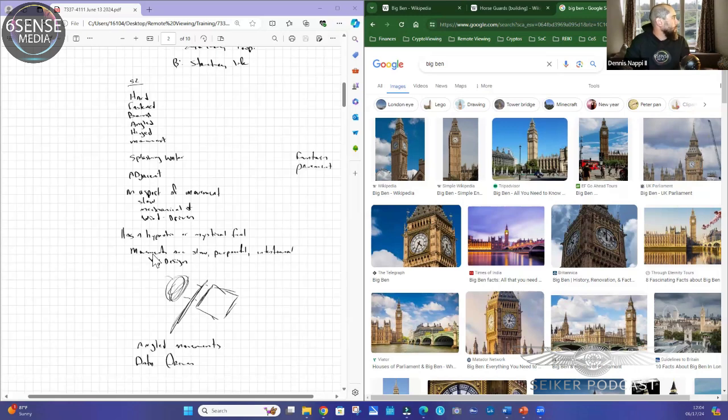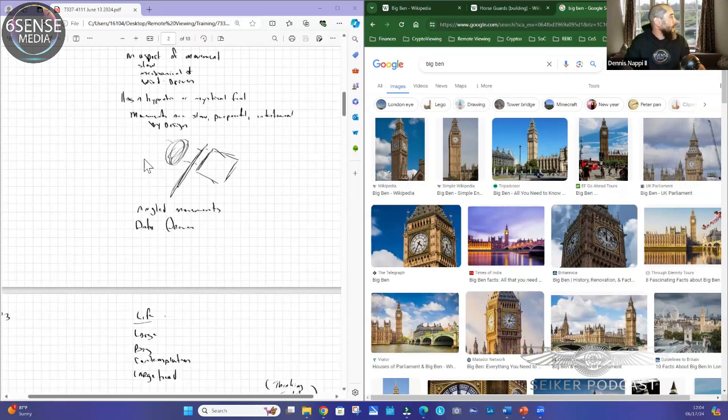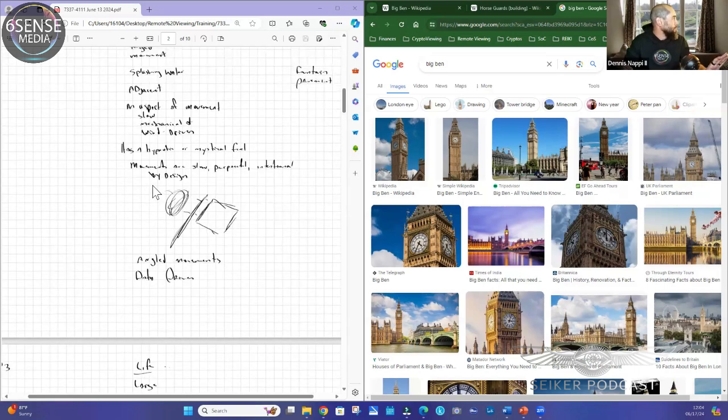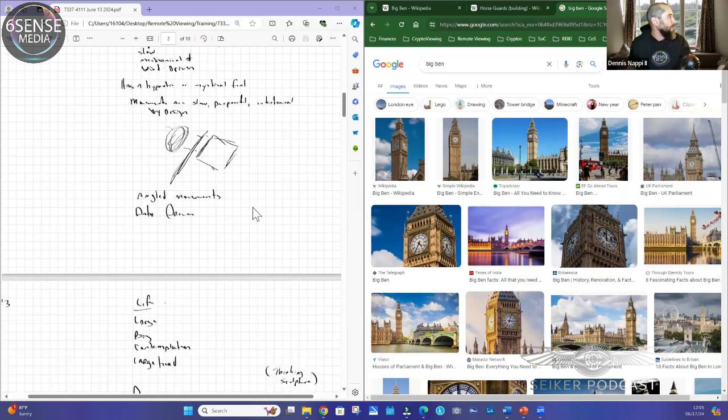Slow, mechanical, something wind-driven. This, I think, is noise here. Angled movements. Now, I'm sorry, let me come back to that. Hypnotic or mystical feel. Movements are slow and purposeful, intentional, and by design. That's the clock. And in my research, what I found was that the tower itself is called Elizabeth Tower or something, and the bell that chimes at noon is called Big Ben. So this is probably the clock and the mechanics behind the clock that I'm getting here.